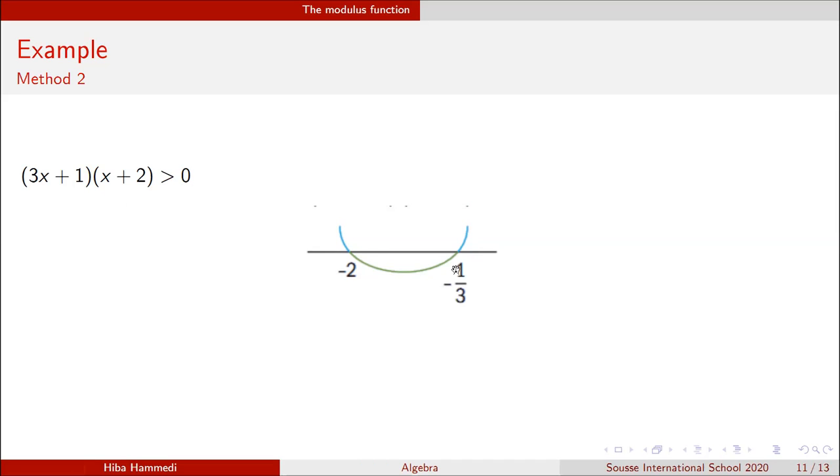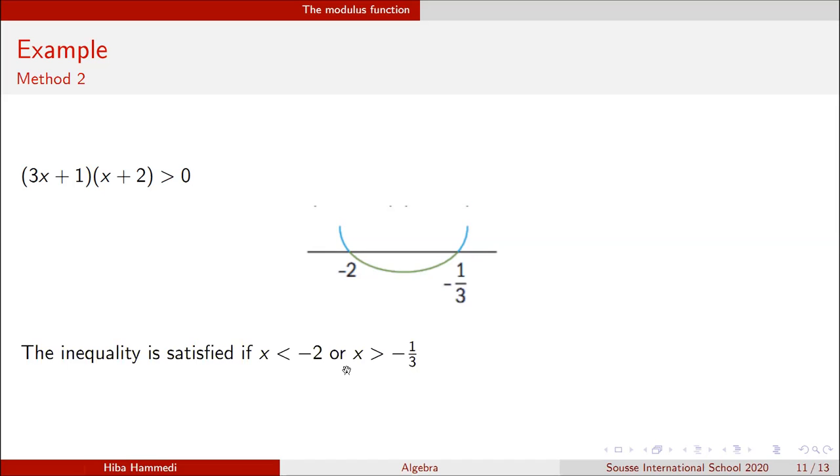But between the two values, the quadratic function is negative. As you can see here, it goes down, less than 0. And for any value that is less than -2 or more than -1/3, the expression is positive, or the graph is above 0. Just using the graph like that, I can deduce that the inequality is satisfied if x is less than -2 or x is more than -1/3.